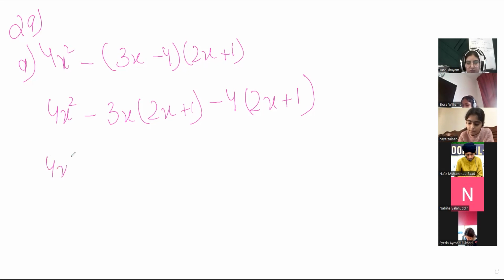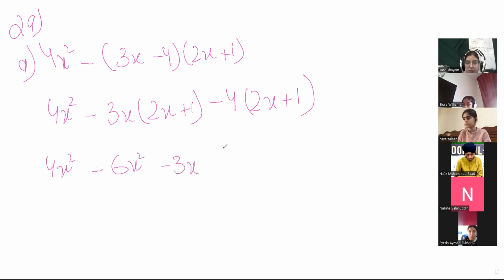4x square is going to come as it is. Minus 3x multiply by positive 2x will give you positive or negative 6x square? Negative, very good. Negative x square, and then 3x multiplied by plus 1 gives you again negative 3x. Very good.